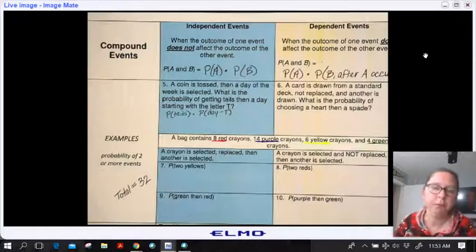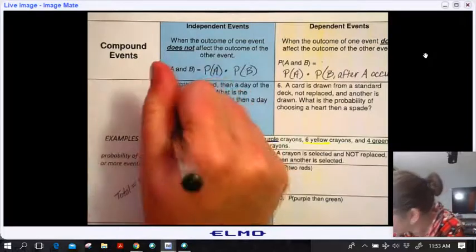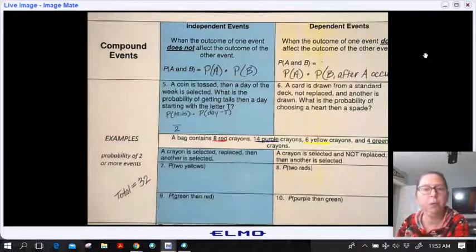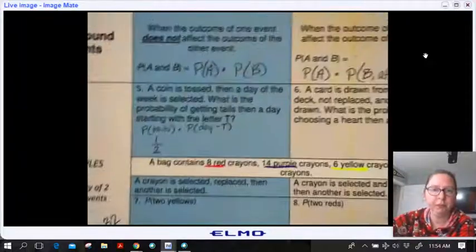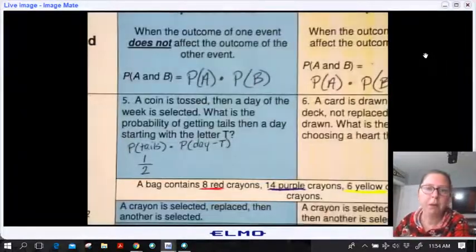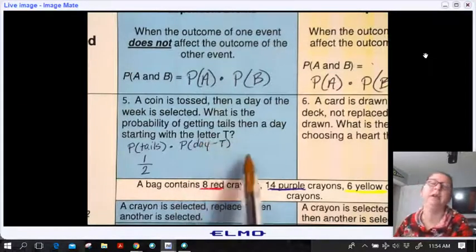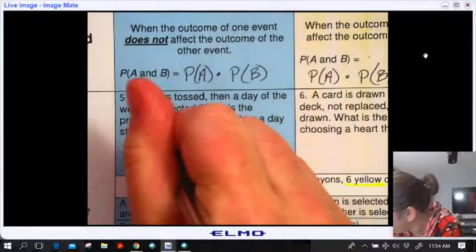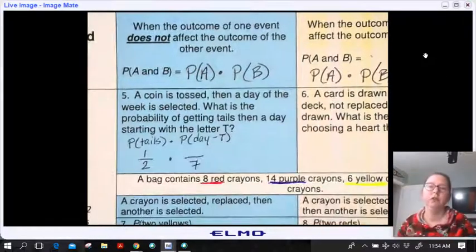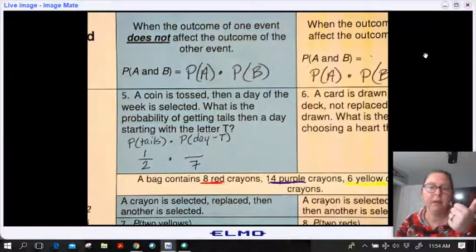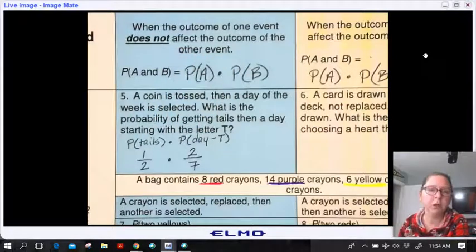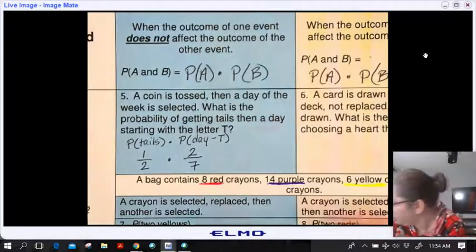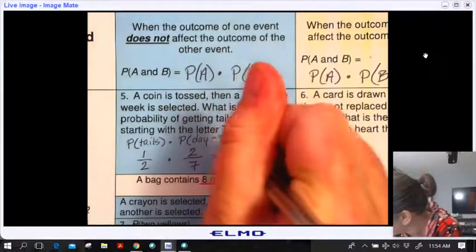So when we flip a coin, there's only two options, heads or tails. So the total for the coin is 2, and only one side of it is tails. So the probability of that is 1 out of 2. The probability of a day of the week starting with the letter T: we know that there's 7 days in a week. So let's see, there's Monday, Tuesday, Wednesday, Thursday, Friday, Saturday, and Sunday. So it's just 2 days of the week that start with T. And so we're going to multiply these two events together, and we come up with 1 over 7.